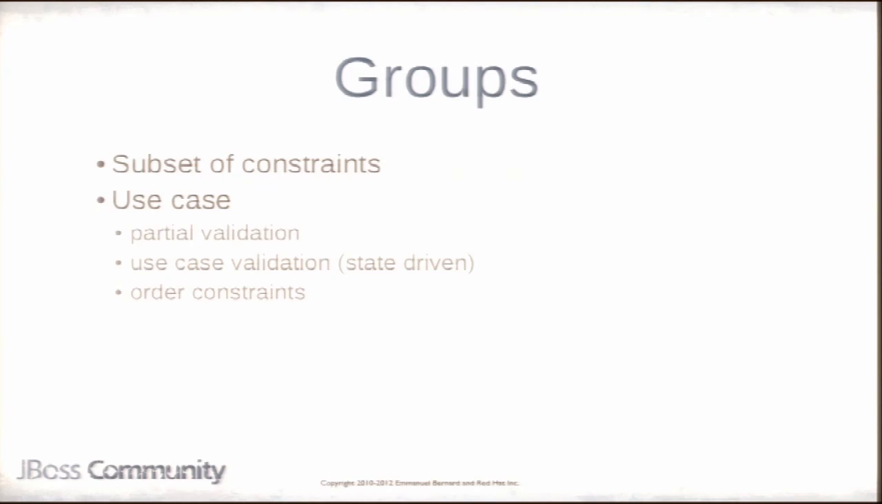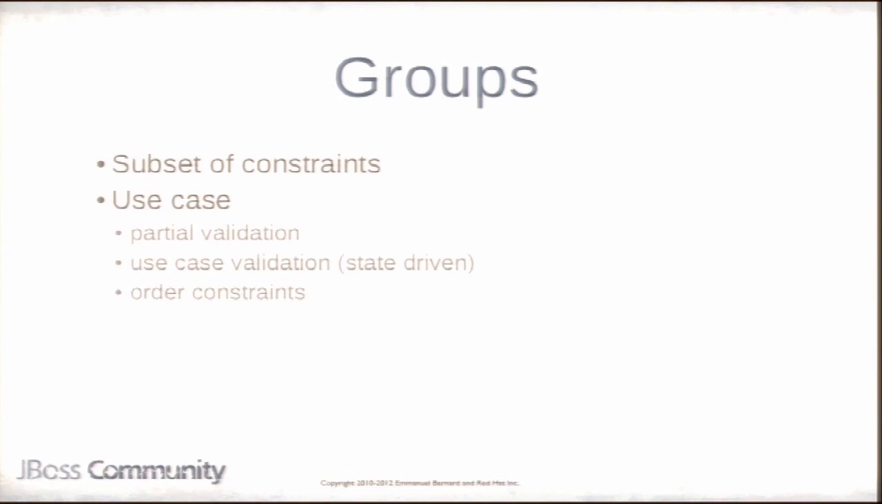Groups is another important feature that is somewhat advanced but quite useful in a few areas. The key idea is to say, I don't want to validate all the constraints all the time, right? So how about we define a default group that constraints belong to if you don't put anything. But then I can define specific additional groups and put constraints into those groups. So the idea is to validate a subset of the constraints and not all of them.